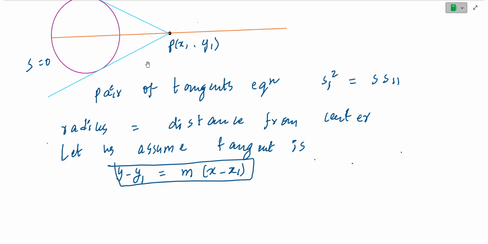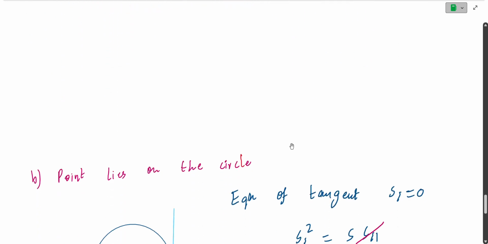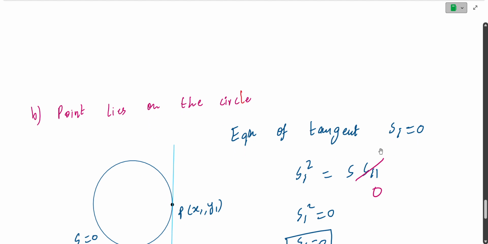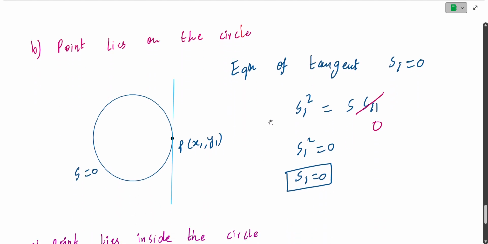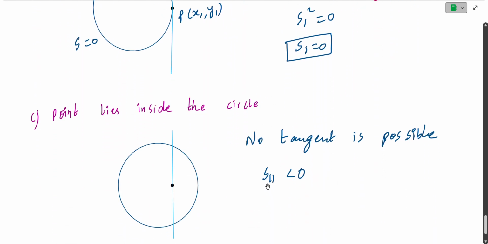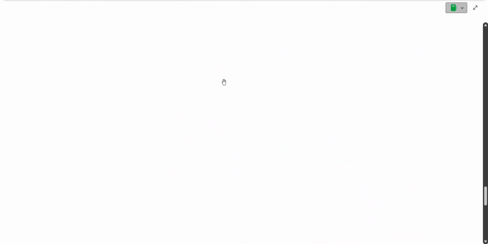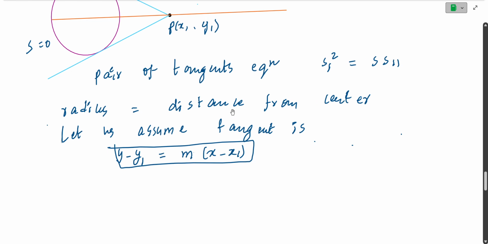the point lies on the circle, so the equation of tangent will be S1 is equal to 0. If the S11 value is less than 0, we can conclude that the point lies inside the circle, so there is no tangent possible. So that is the equation of tangents.